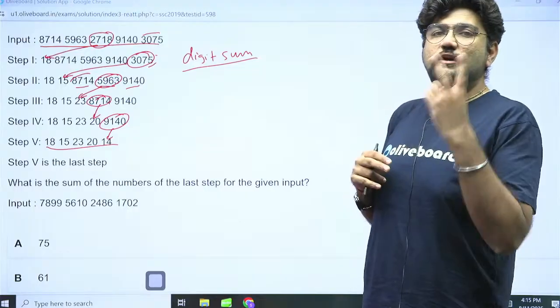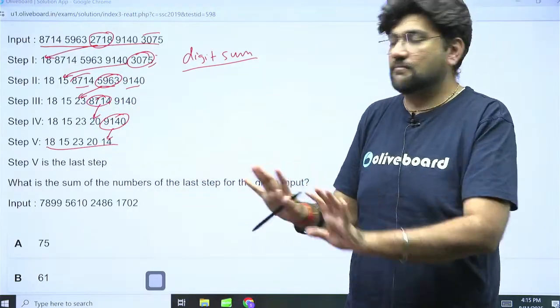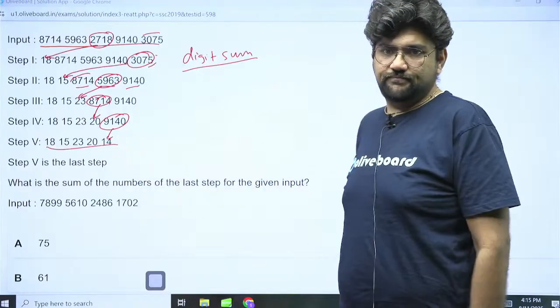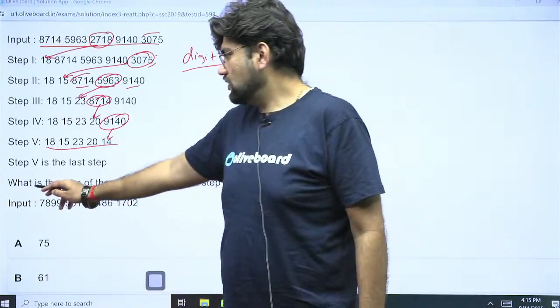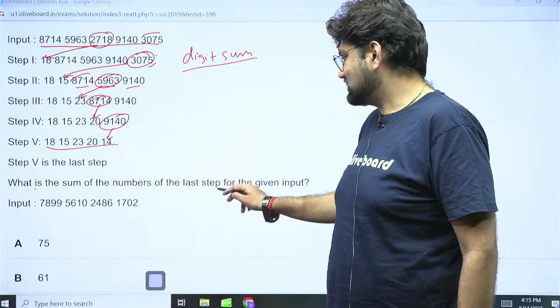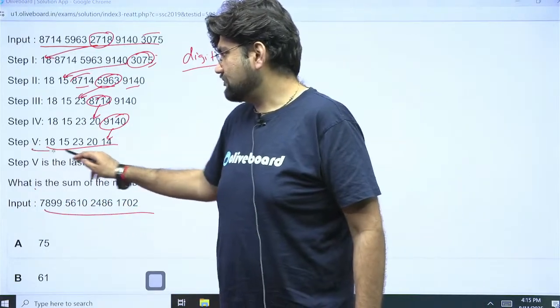So stepwise you are doing two things. Your numbers are being arranged in an ascending order and you are replacing them with their digit sum. That is what my machine is doing. You have to understand this very quickly. Now look at the question. The question is, what is the sum of the numbers of the last step for the given input? This is the input. You need to check the last step, fifth step.